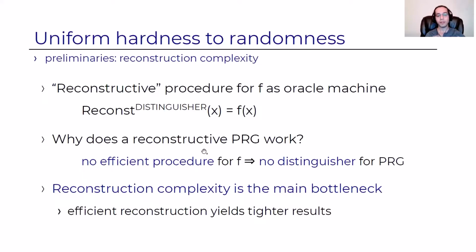And why does a reconstructive PRG work? What's the point of this reconstruction argument? Well, we assume that f is hard. Therefore, there does not exist any efficient procedure for f, meaning that there also does not exist any distinguisher for the PRG. And note that the main bottleneck in this argument is the reconstruction complexity, because the more efficient the reconstruction that we can prove, the tighter the hardness to randomness results that we get.